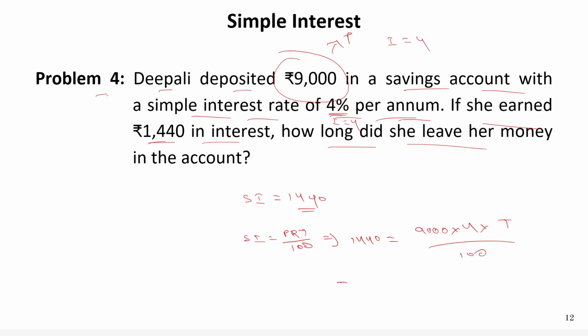So by 100, right? As we have previously done, we keep T, the unknown term, on the left hand side and all the known terms on the right hand side. So T is equal to 1440 into 100 by 9000 into 4, right? So cancelling the zeros out from the numerator and denominator, we are left with 144 by 9 into 4, that is 144 by 36. So it will be 4 years, right?